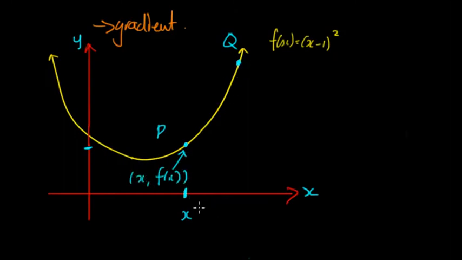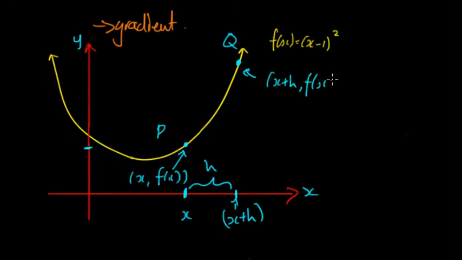What about this point here? Well, we'll say this comes down here. We'll call this distance h. So that point there is going to be x plus h. So this point is (x plus h, f(x plus h)). So it's going to be f, but then you have to sub in x plus h for all the values of x.